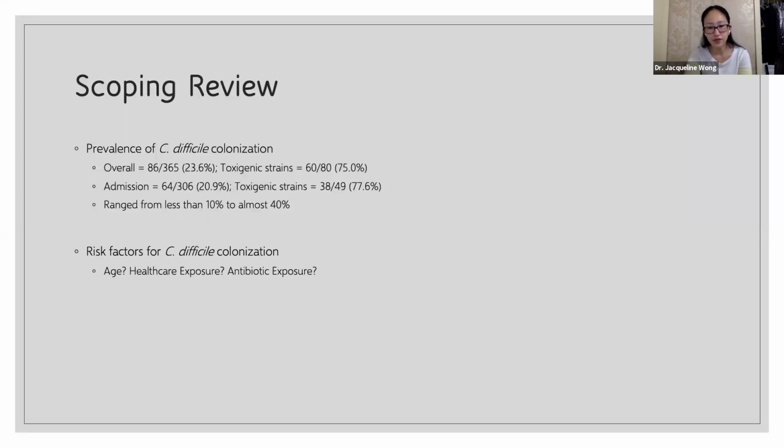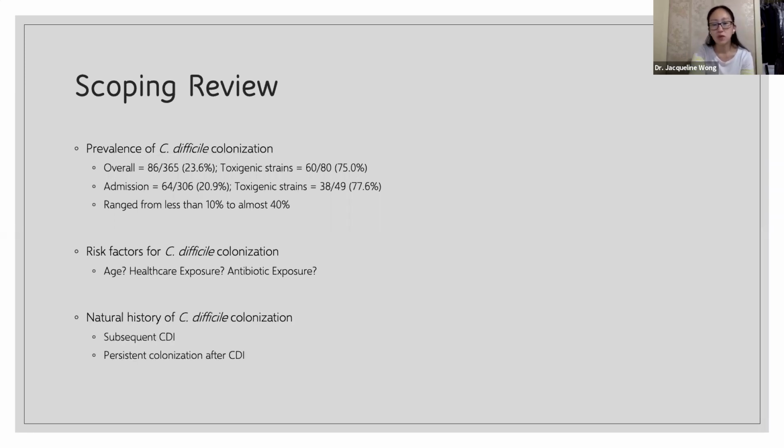In terms of risk factors for colonization, 4 studies looked at risk factor identification, but the results were all conflicting. And the problems were, the studies were small in size. Some looked at colonization at admission versus during admission. Different age groups were involved. And so it was very difficult to find a consistent and significant relationship between known factors from the adult side, such as antibiotic exposure and healthcare exposure.